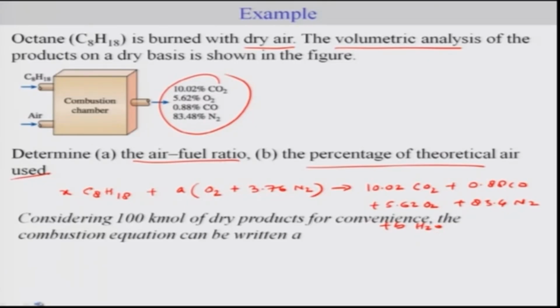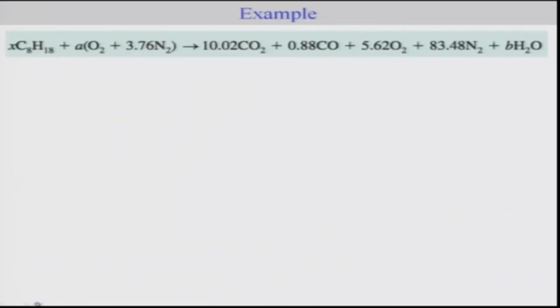Okay, so what we have done in this case, of course, is we have assumed that 100 kilomoles of dry product is used. That's why we can clearly write this as the number of moles for the dry products. Of course, we don't know about the water, thus we have written B moles of water also as part of the product. Okay, so we have this equation.